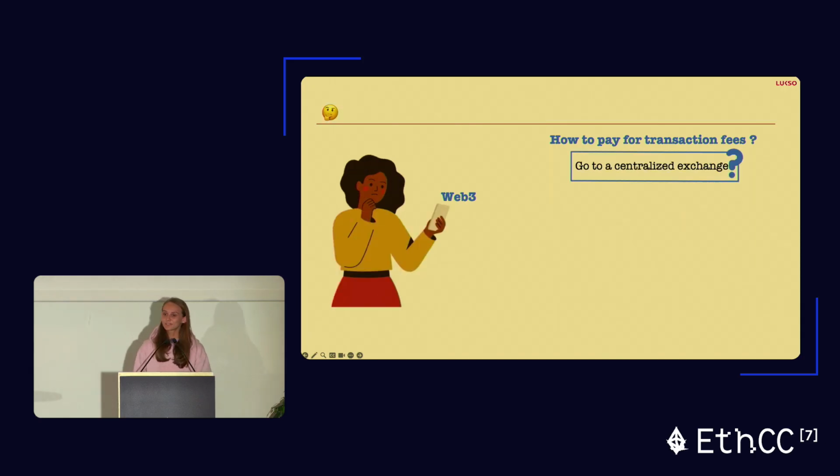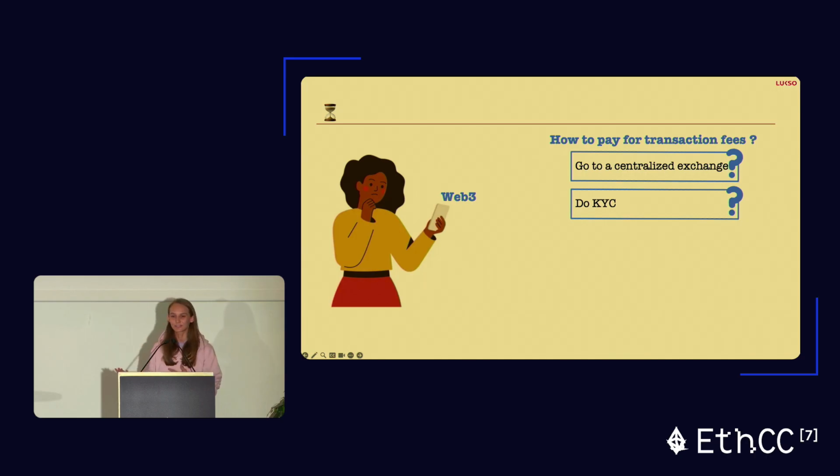Well, first, she will need to go to a centralized exchange. But if you're a total blockchain newbie, you probably have no idea what that is. So you look on the internet, you find what a centralized exchange is, you register, and then you are asked to do a KYC, know your customer process. This is a very time-consuming process. You have to gather your passport, you have to take a picture of yourself. Half of the time it doesn't work because the light is not good or you have your glasses on, so you have to do it again.